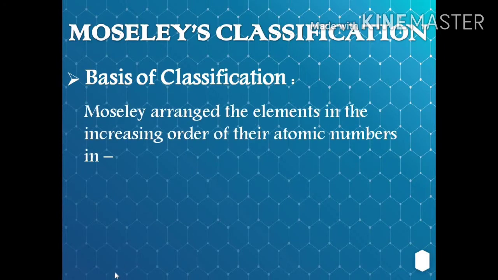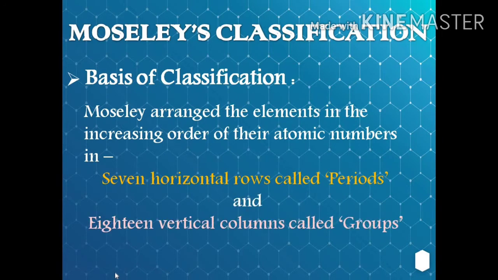Now here we have the classification given by Moseley. The basis of classification of elements that he considered was atomic number. So for the first time Moseley chose atomic number as the basis of classification and not atomic weight. He arranged the elements in increasing order of their atomic numbers in 7 horizontal rows called periods and 18 vertical columns called groups.